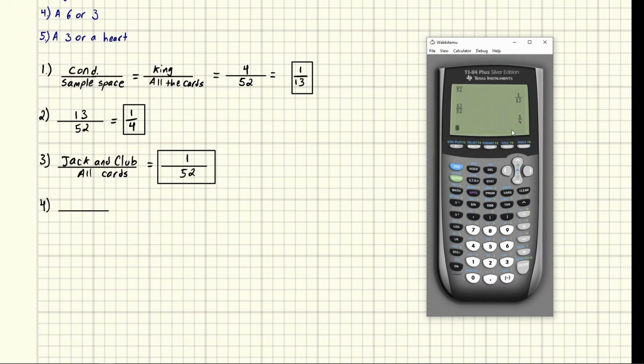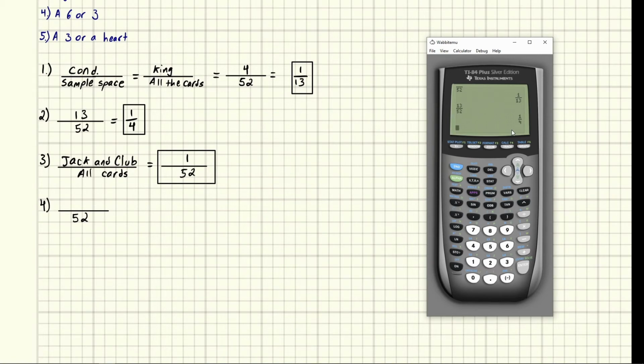And on our bottom, our sample space is still all cards. So that's just going to be 52. Now our top is a 6 or a 3. So or means plus, and we know that there are no 6s that are also 3s. So we're not going to have any cards that overlap with each other. And you might be wondering, well, of course that's true. Well, in number 5, it's not going to be true anymore. So it's important to notice that there's no overlapping cards that are both 6 and 3.